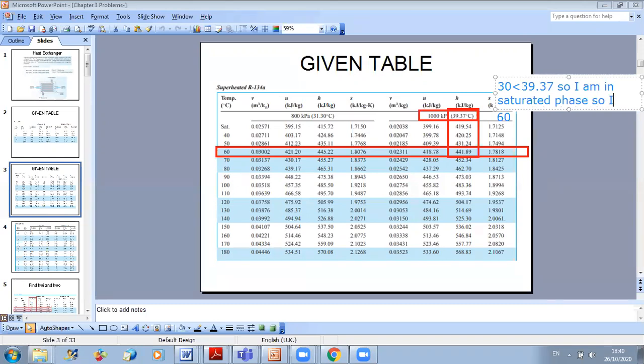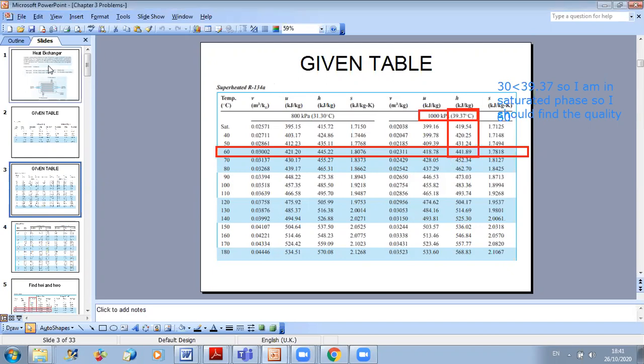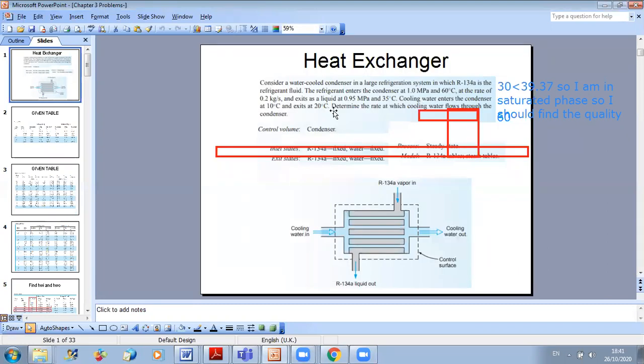But here you don't have this problem because you have found your result in the superheated region. Our assumption is right. The inlet is in the superheated region and we got the value of H. So this represents H refrigerant at inlet. Now at outlet, what were the conditions for outlet? They told us that it's a liquid.